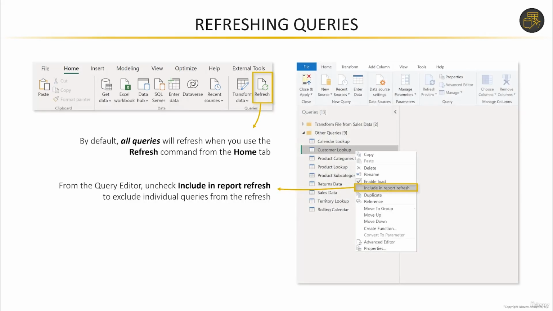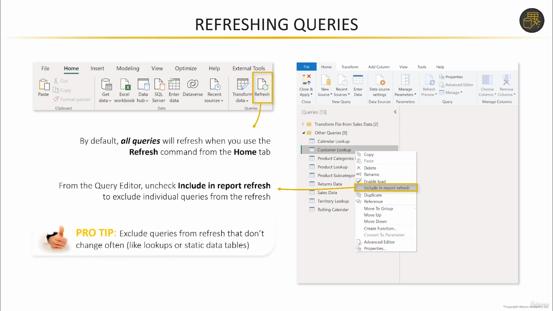So within the query editor, in the queries pane, you can actually right-click any one of the individual connections or tables, and you can simply deselect or uncheck the box that says Include in Report Refresh. Right? This is located just below the Enable Load button that we've been clicking on and off in the previous lessons. As you might expect, this prevents that file from refreshing whenever you hit the refresh command from the Home tab.